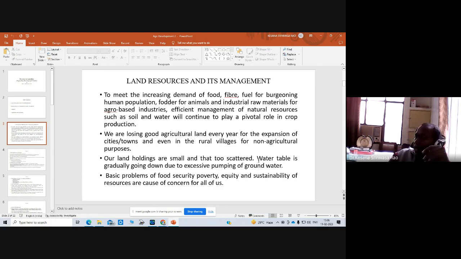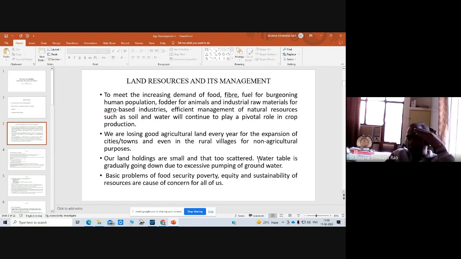Housing and non-agriculture purposes also depend upon land. Without land, they cannot be constructed and they cannot be run. In that way, the land holdings are day by day becoming smaller, and also too scattered. The water table is gradually going down due to excessive pumping of groundwater. Food security is one of the basic problems because of poverty. Equity and sustainability of resources are a cause of concern for all of us.